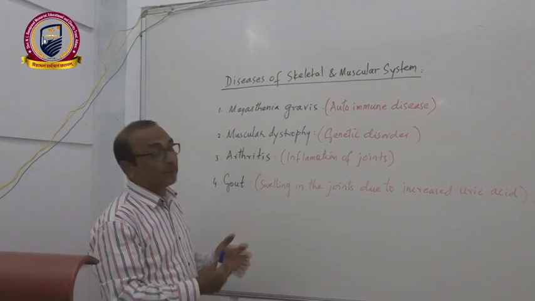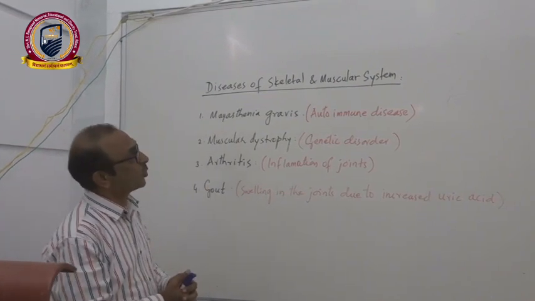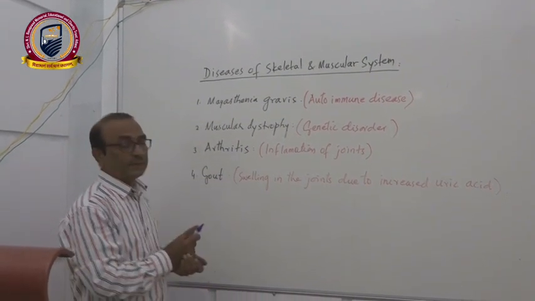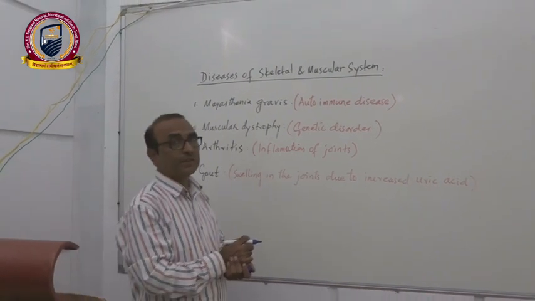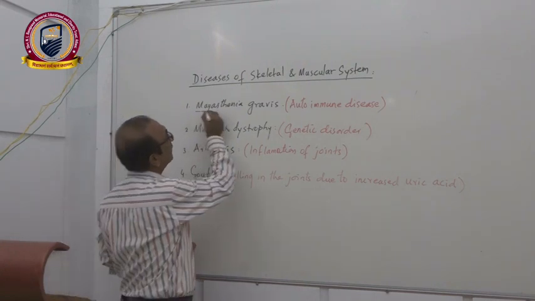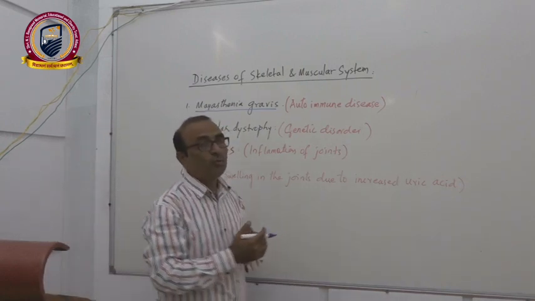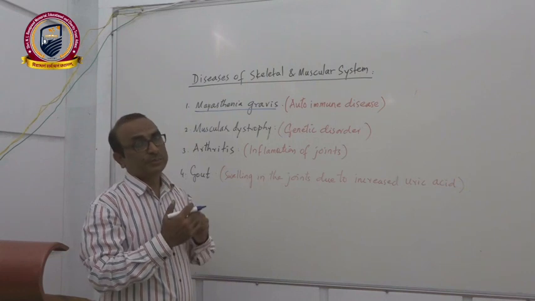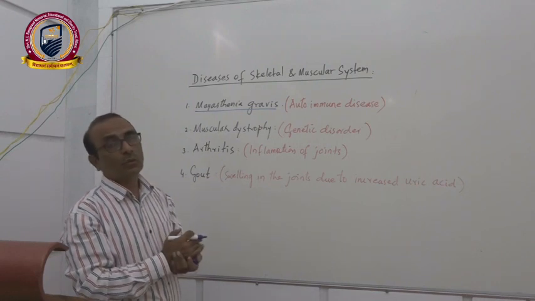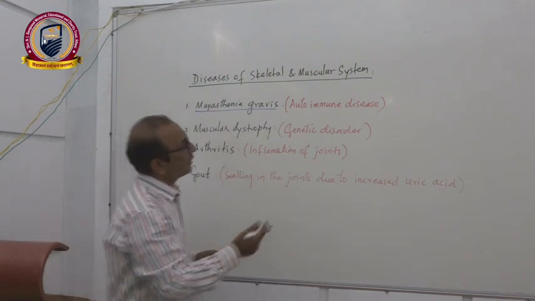Now students, we have come to the last leg of this topic, that is about the diseases of the skeletal and muscular system. There are only 4 diseases mentioned in your NCERT syllabus, so let us talk about these only. The first disease mentioned here is Myasthenia Gravis. That is the degeneration of the neuromuscular junction, where the nerve is joining with the muscle and stimulating the muscle to undergo contraction. In those parts there is a defect, and that is because of autoimmunity.